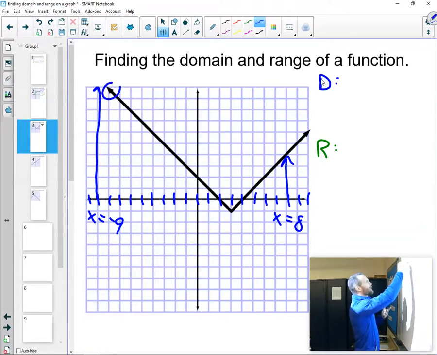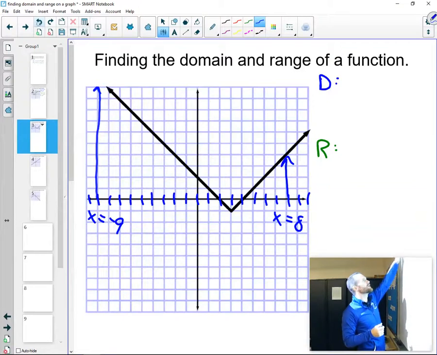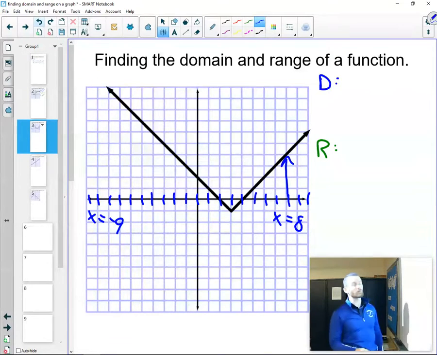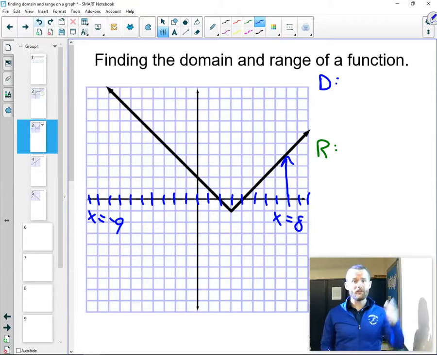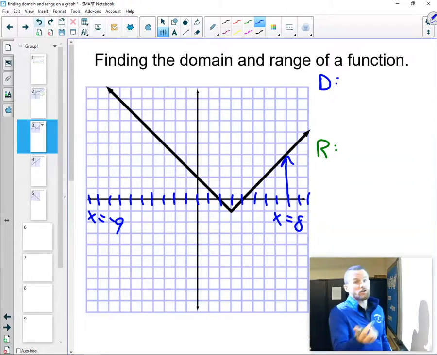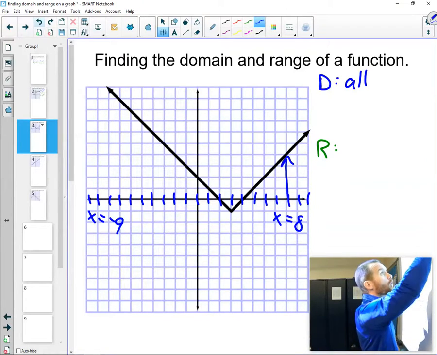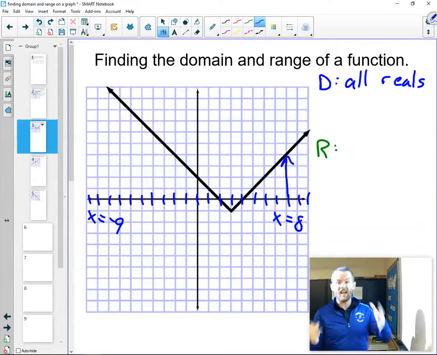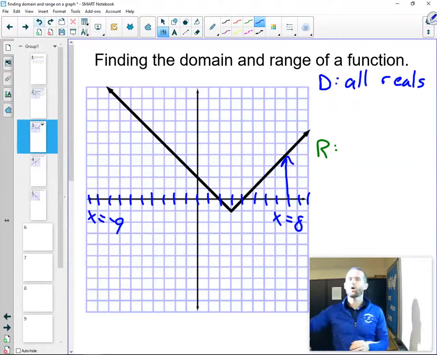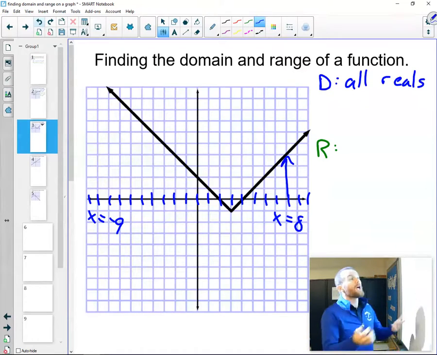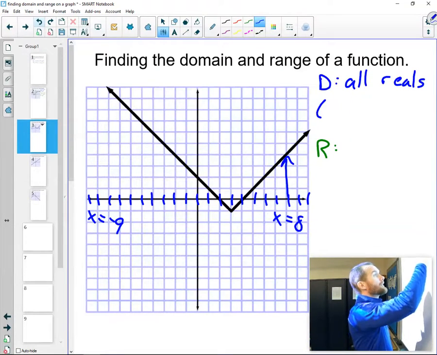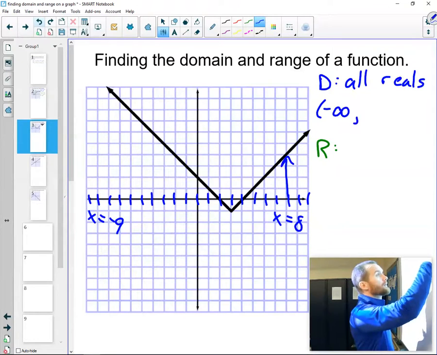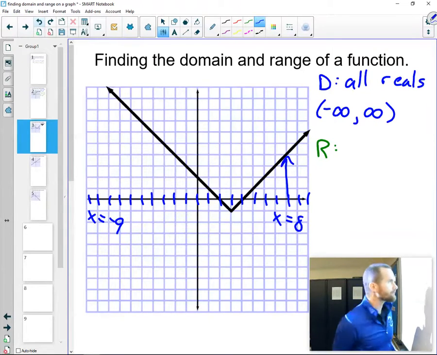But we know that this arrow right there means it's going to continue going, and eventually that will be a part of the domain. So I don't see any domain values that will not work here. Every single x value will hit the function, and that's possible, so the domain is just all reals. All reals means every single number from as negative as we can go to as positive as we can go. And if we wanted to write that in set notation, that would be from negative infinity to positive infinity.